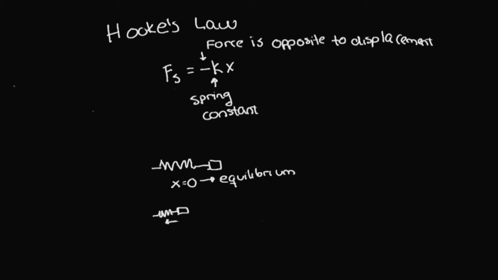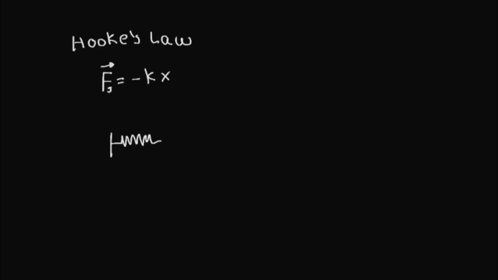The negative sign means that the force exerted by the spring is always directed opposite to the displacement from equilibrium. For example, if the x is to the left of the equilibrium position, which is where the spring is neither stretched nor compressed, as shown in the image there, the spring force will be directed to the right. And the same if the position x is to the right of the equilibrium position, then the force will be directed to the left, so in the opposite direction.